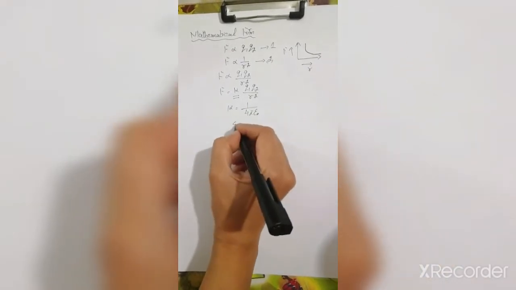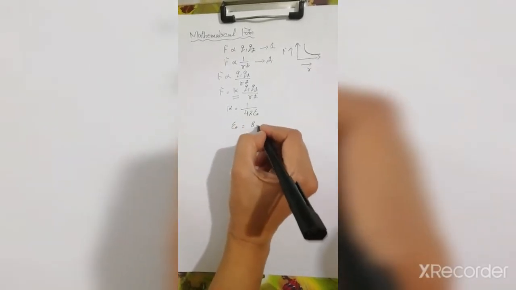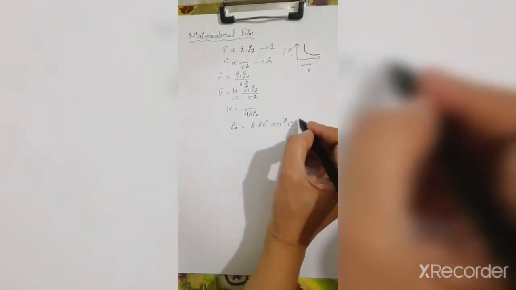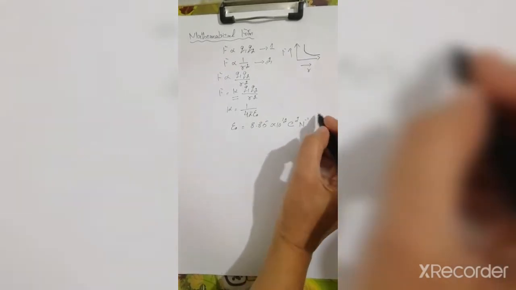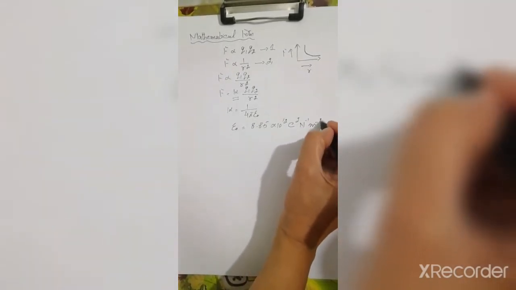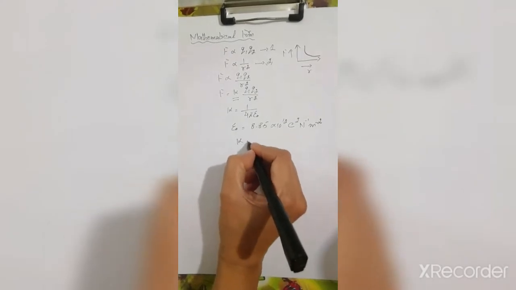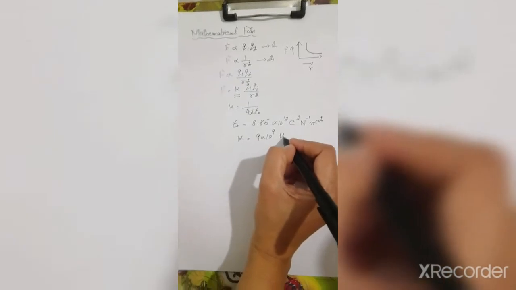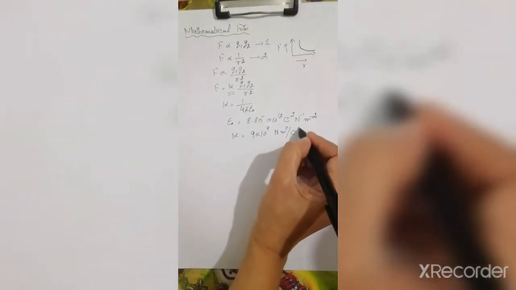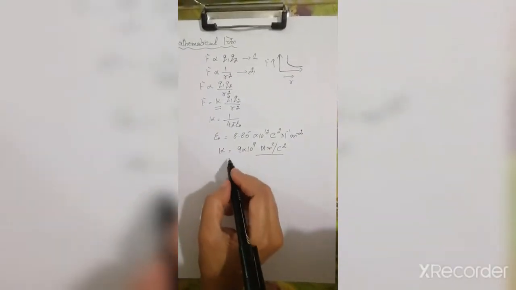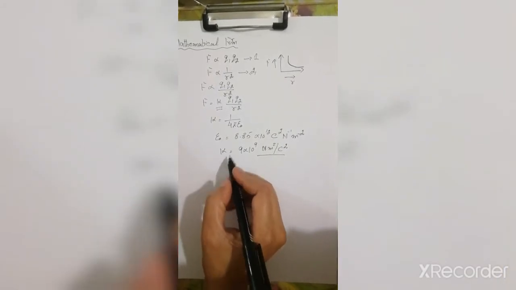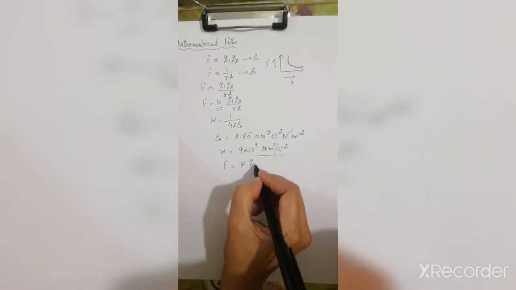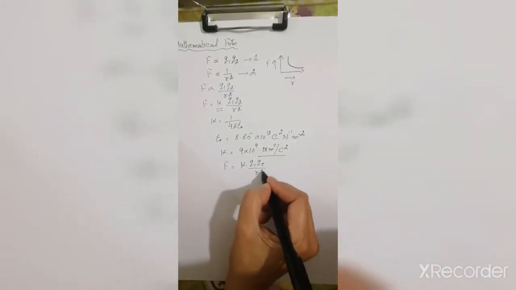The value of epsilon naught is equal to 8.85 times 10 raised to the power minus 12 Coulomb square Newton inverse m minus 2. The value of K is equal to 9 times 10 raised to the power 9 Newton meter square per Coulomb square. The unit of K can also be found by the equation. Write the equation again: F is equal to K Q1 Q2 divided by R square.